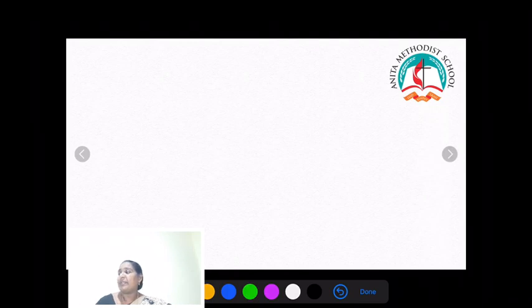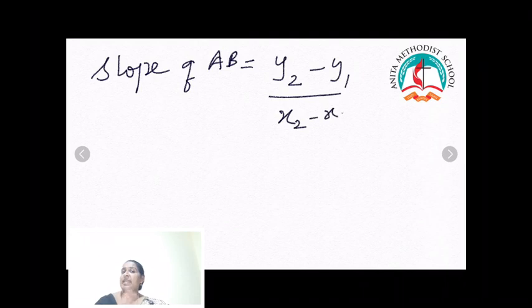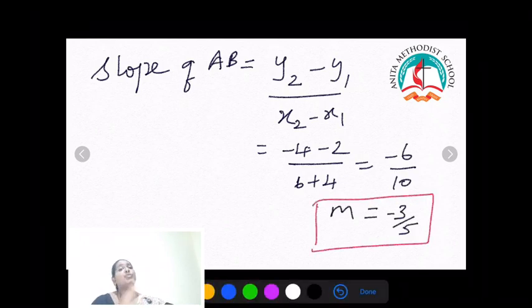What should you find out? Tell me. We have to find out the slope of the same line, because we have to form an equation. But that line passes through the midpoint, so we need the midpoint first. Then we have to find out the slope.